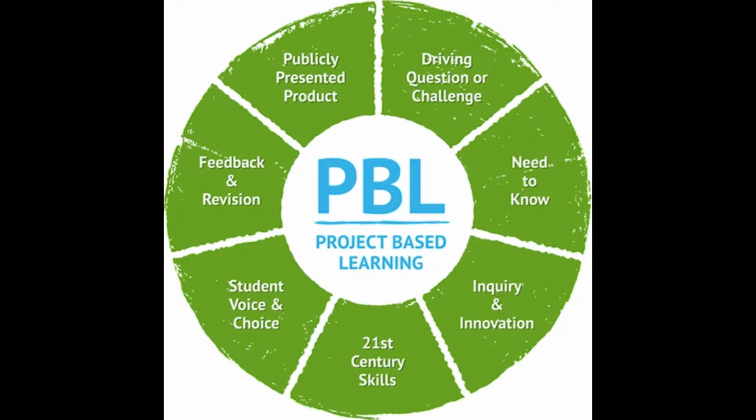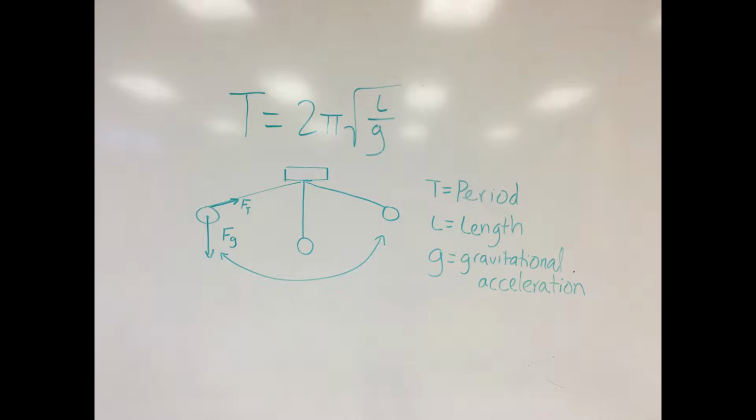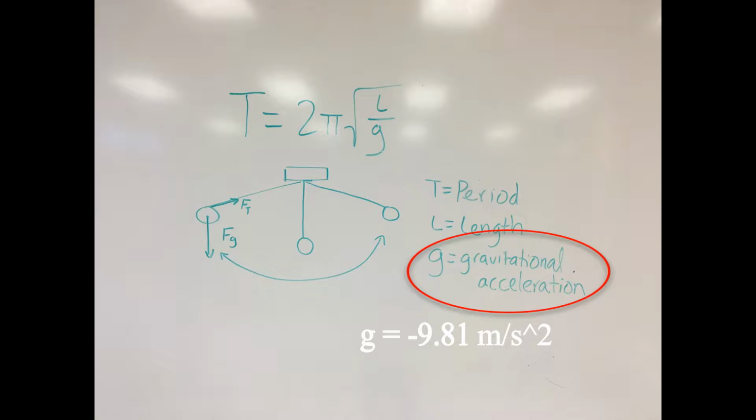Today, for our PBL demonstration, we will be calculating the period and gravitational acceleration of a simple pendulum. In our experiment, our primary focus will be on the topic gravitational acceleration. Gravitational acceleration, generally symbolized as g, is the acceleration of an object caused by gravitation. In other words, it is an expression used to determine the intensity of a gravitational field. It is expressed in meters per second squared, and its value on Earth is 9.81 meters per second squared.